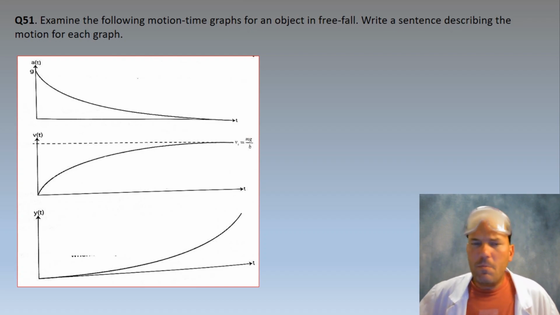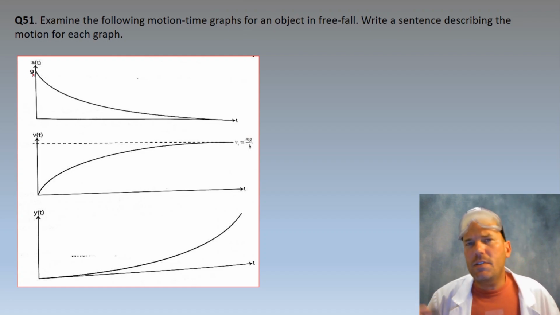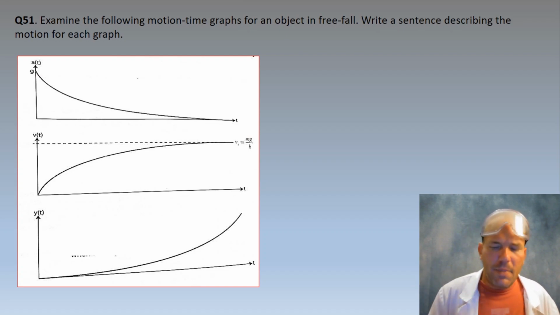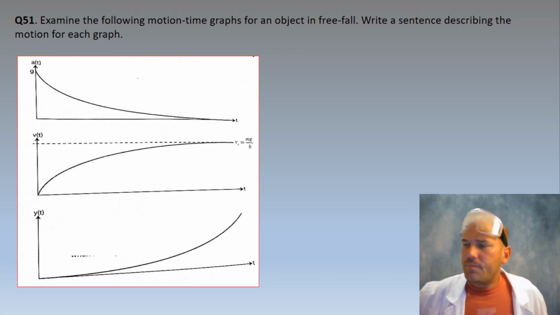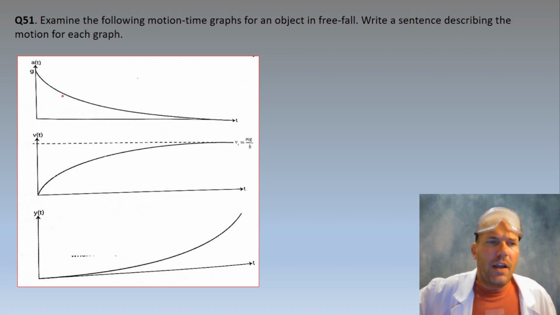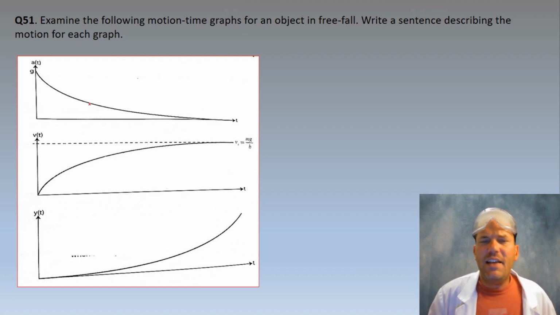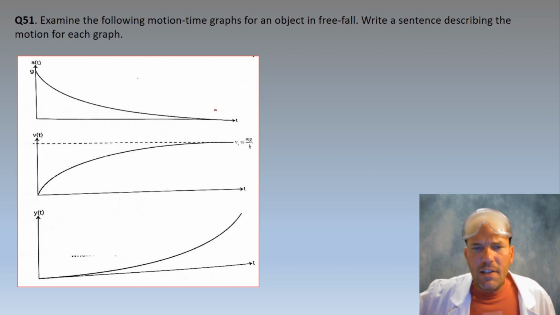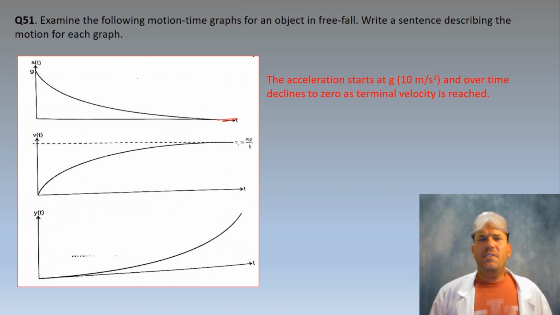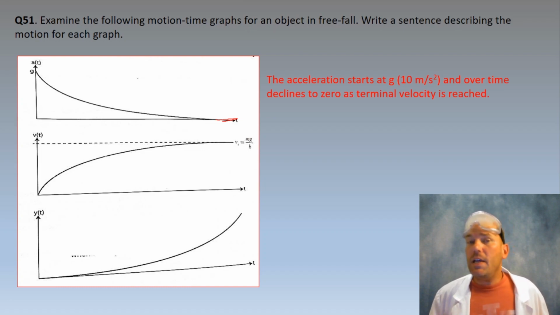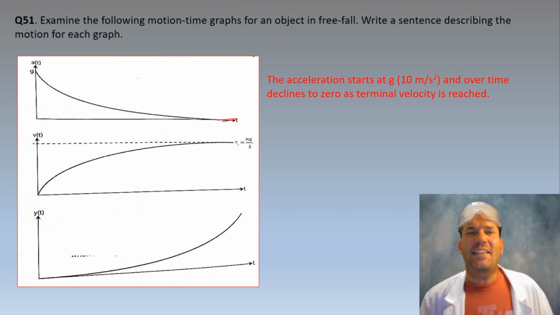So foremost, we have g, little g, the acceleration due to gravity. Initially that acceleration will be 10 meters per second squared. But what is happening here is the acceleration due to gravity is changing. It's getting less and less over time, and eventually the acceleration is becoming constant here. Okay, so a sentence describing this might be: the acceleration starts at little g and over time declines to 0. It reaches 0 at terminal velocity.